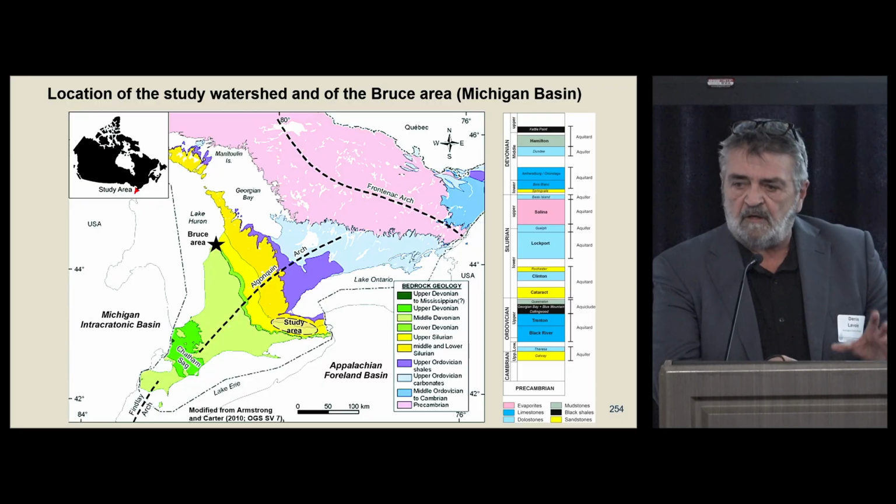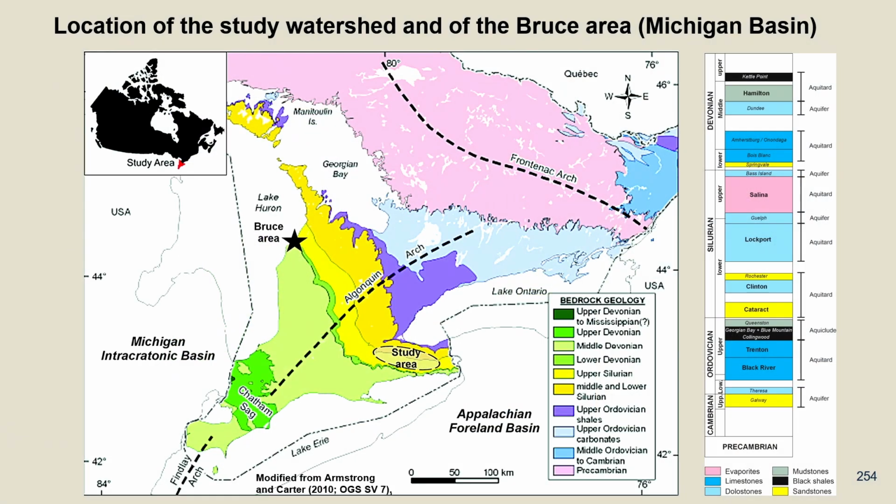So these two areas evolved in distinct tectonic environments, but they share a fairly similar stratigraphic succession. As seen on the slide, the study area outlined by the ellipse is located in the Appalachian Foreland Basin. And you see also the Bruce area on the slide, which is in the Michigan Intracratonic Basin. This is a very important area because there's been a lot of work on the Paleozoic units there, and I will refer to that area in a few slides in the presentation.